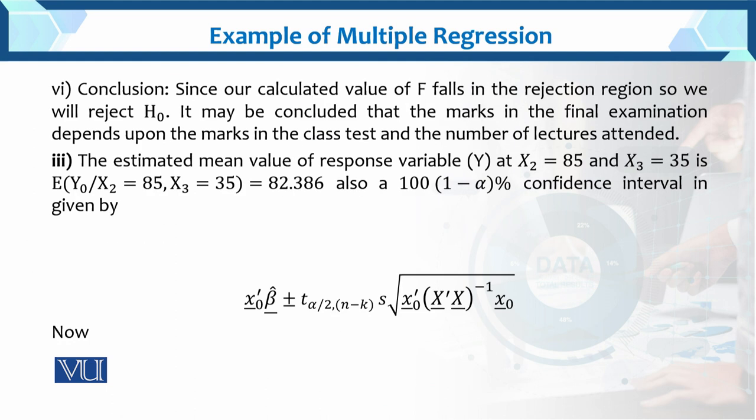We know that the calculated value is greater than the critical value, so we reject H0. The final step is the conclusion. Since our calculated value F falls in the rejection region, so we will reject H0. Ab hum conclude kya kar rahe hain ki reject H0 means it may be concluded that the marks in the final examination depend on the marks in the class test and the number of lectures he attended. Yani ke final marks jo hamare paas aa rahe hain wo depend kar rahe hain hamare class test and the number of lectures attended ke upar. To itni hamare paas ye daily life ki example hamare paas aa gayi hai.